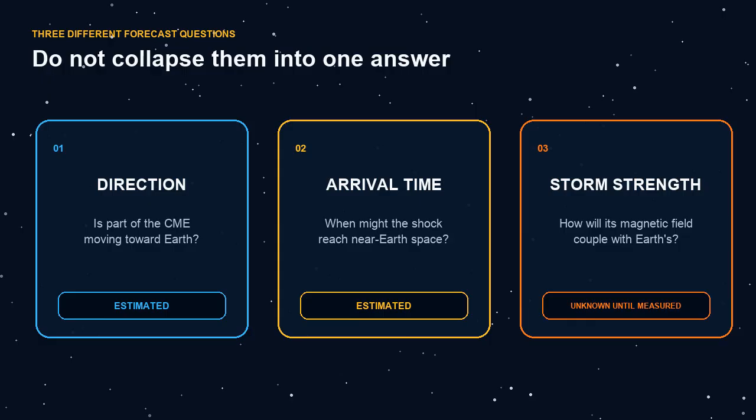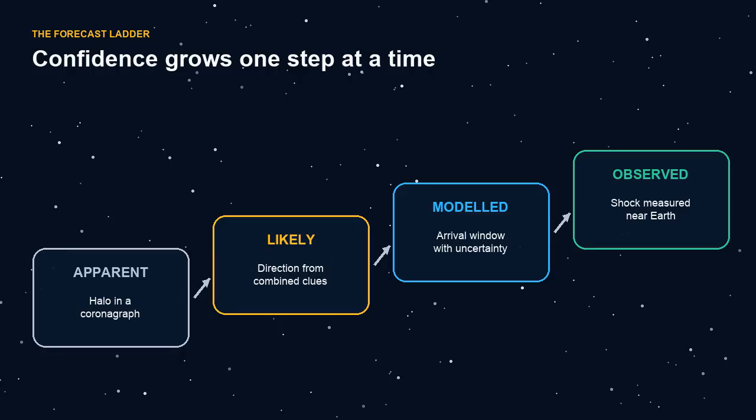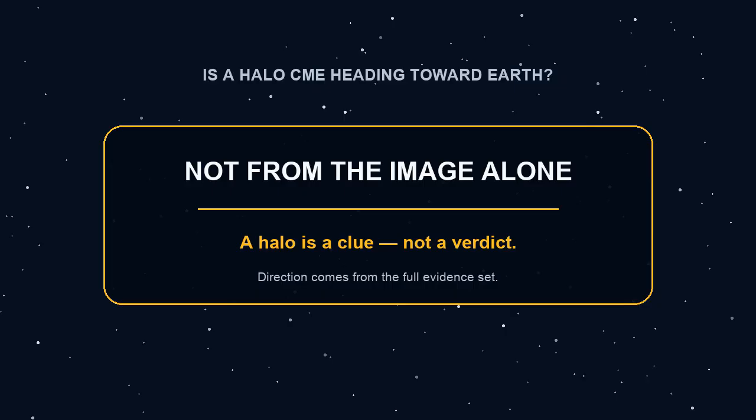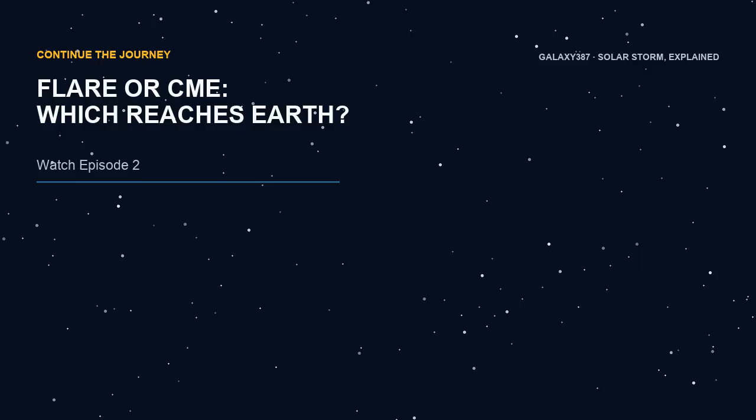Direction, arrival time, and magnetic impact are three different forecast questions. Is a halo CME really heading toward Earth? The honest answer is not from the halo image alone. A halo is an important clue. Confidence comes from the source location, on-disk changes, radio evidence, additional viewpoints, models, and finally, measurements near Earth. That is the forecast ladder: apparent, likely, modeled, then observed.